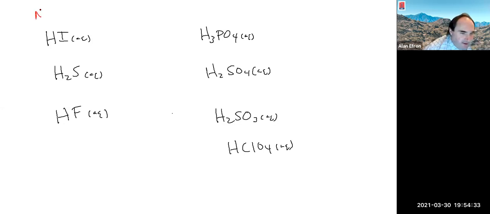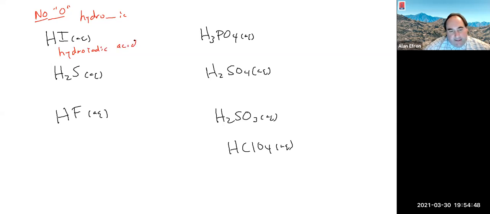So this will be our no oxygen side, apparently. So no oxygen, again, going to start with hydro, going to end with ic. So this would be hydroiodic acid. Here, this is going to be hydrosulfuric acid. Again, here, you may wonder why we got two hydrogens and a sulfur.